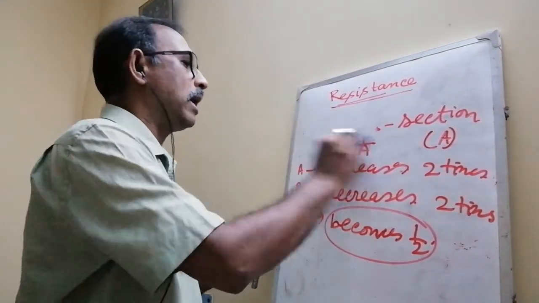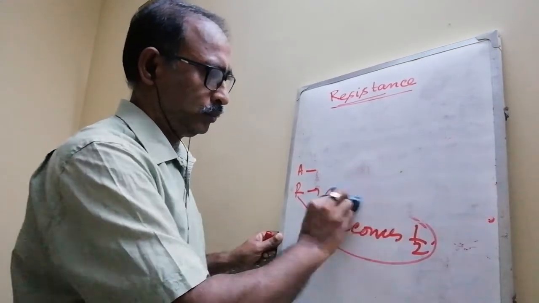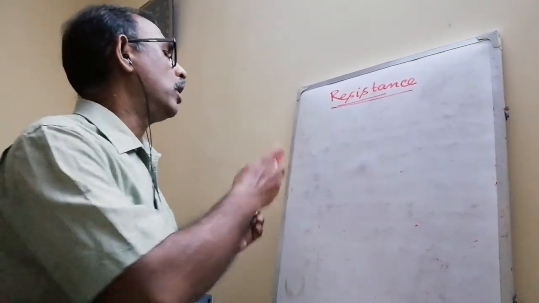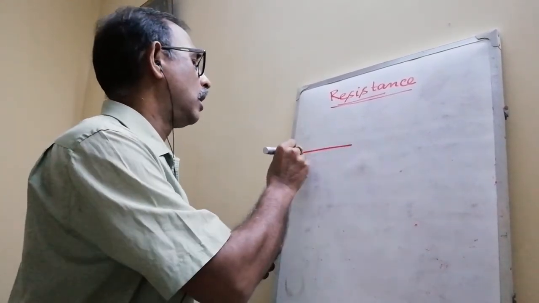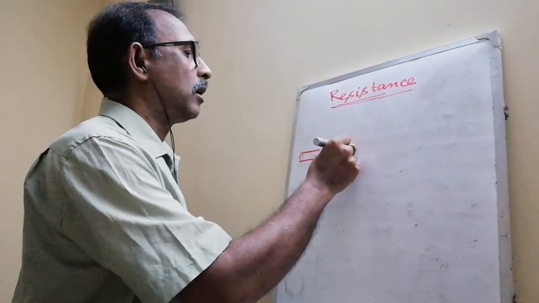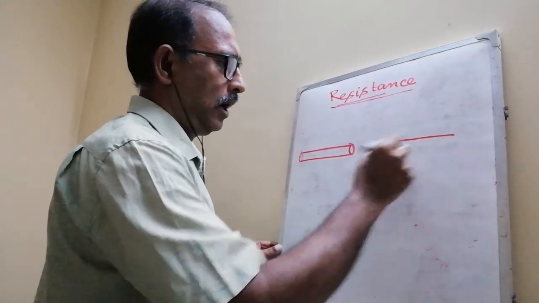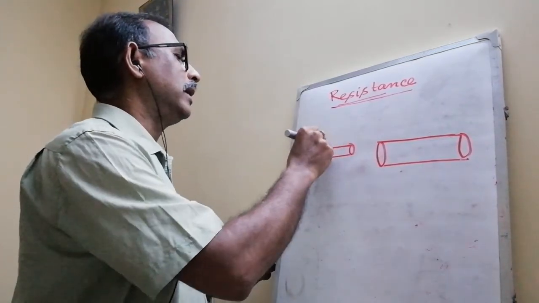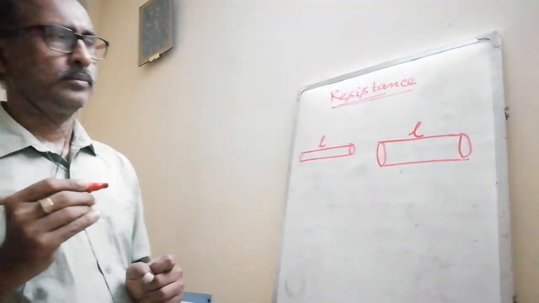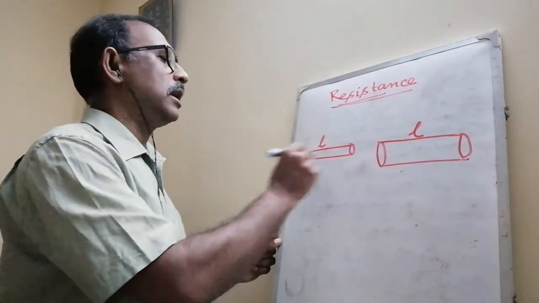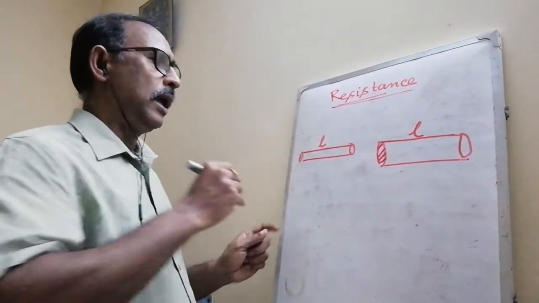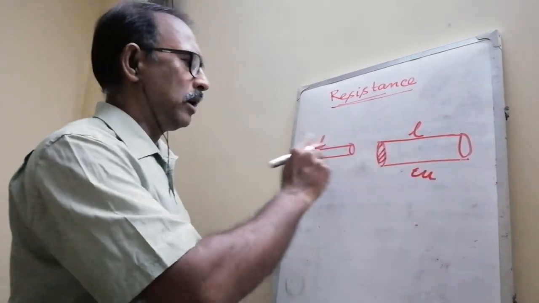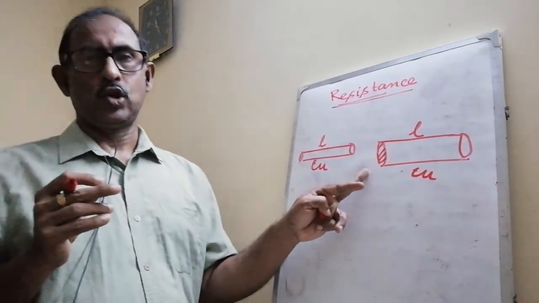Now take one example. Say two conductors. This is a conductor, and this is another conductor. Both have the same length L. Here this is a cross section and this is a cross section of the other. Both are made of the same substance, copper, and this is also made of copper. But the cross section is different.